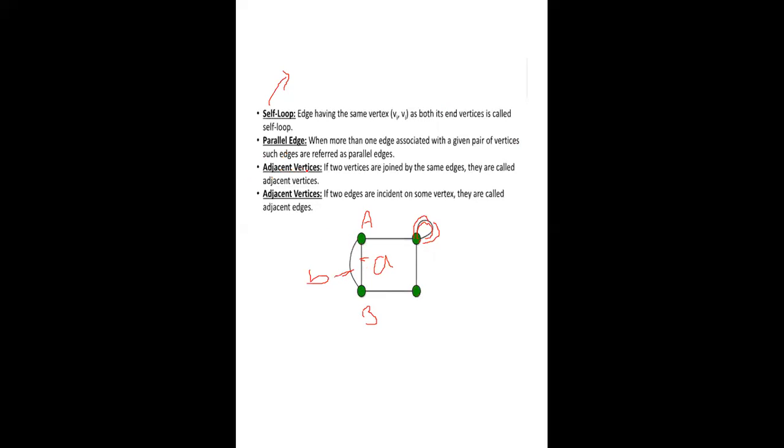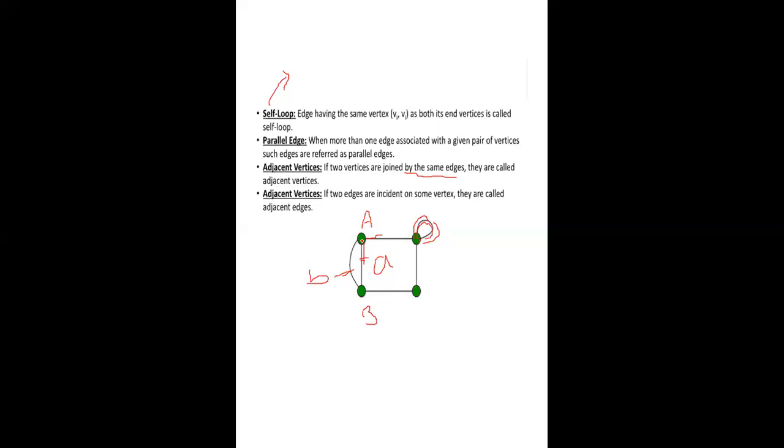And the next terminology is adjacent vertices. Adjacent vertices means if two vertices are joined with the same edge, then they are called adjacent. Let's suppose this edge and this edge are both joined with the same vertices, then these are called adjacent vertices.